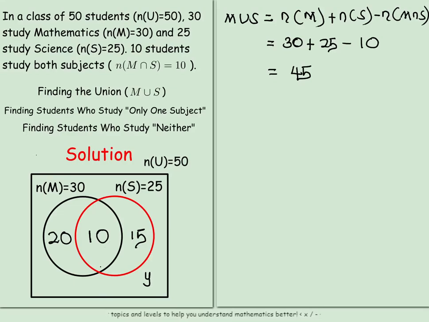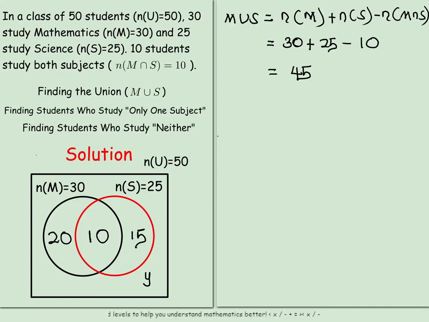This region here represents the intersection. That is, they study both mathematics and science. They are in both circles. This, on the other hand, studies only mathematics and not science. This also studies only science and not mathematics.